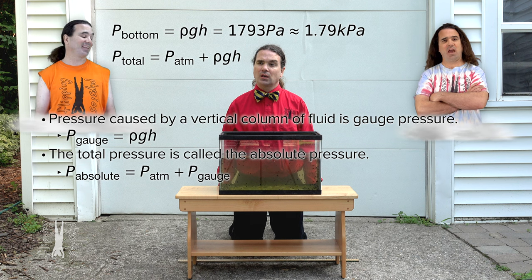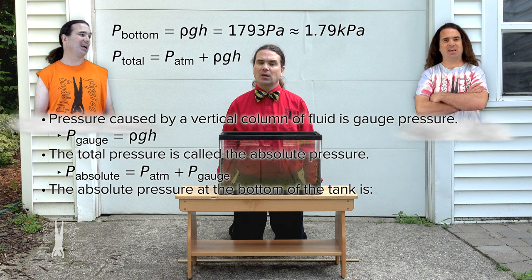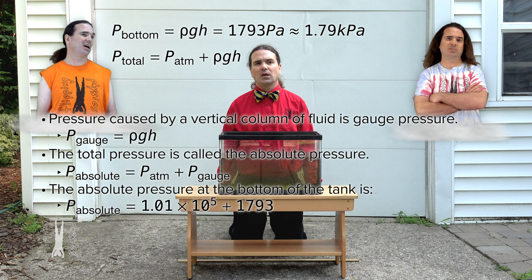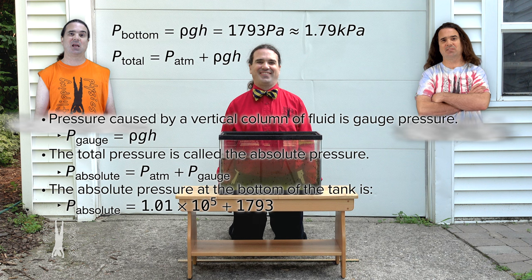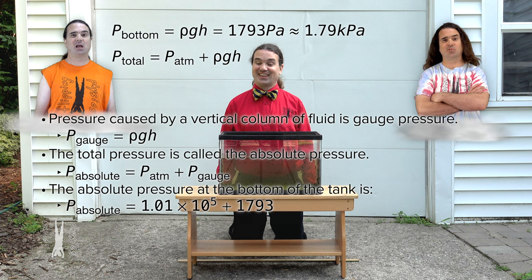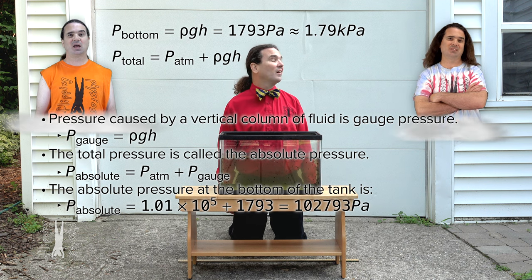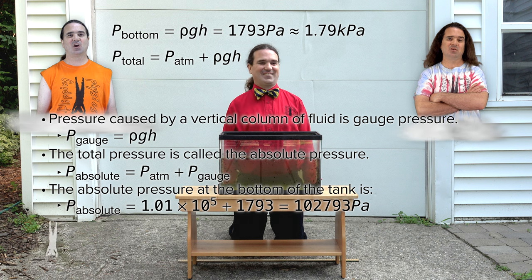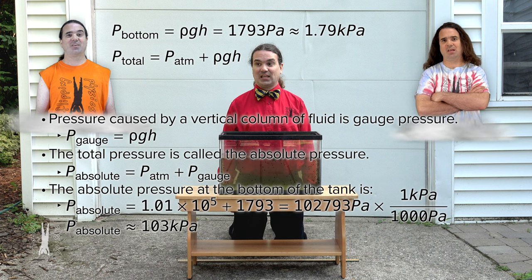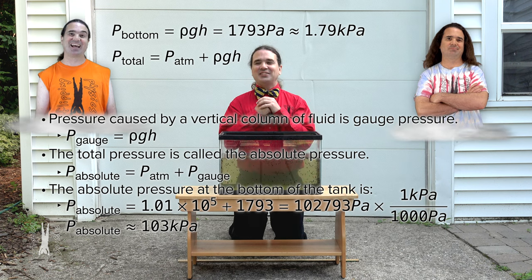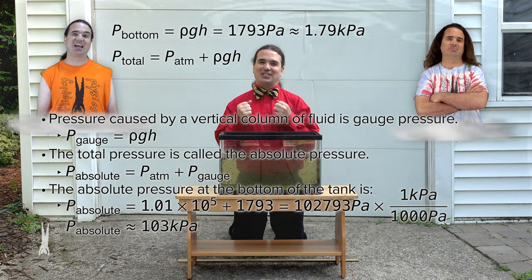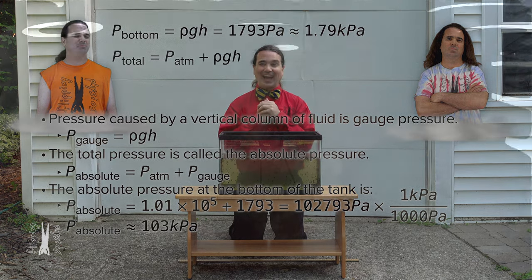That means the absolute pressure at the bottom of the tadpole tank is 1.01 times 10 to the fifth pascals plus 1,793 pascals, or 102,793 pascals, or roughly 103 kilopascals with three sig figs. Nice! In my dream, we learned about pressure caused by fluid. I'm in Billy's dream.